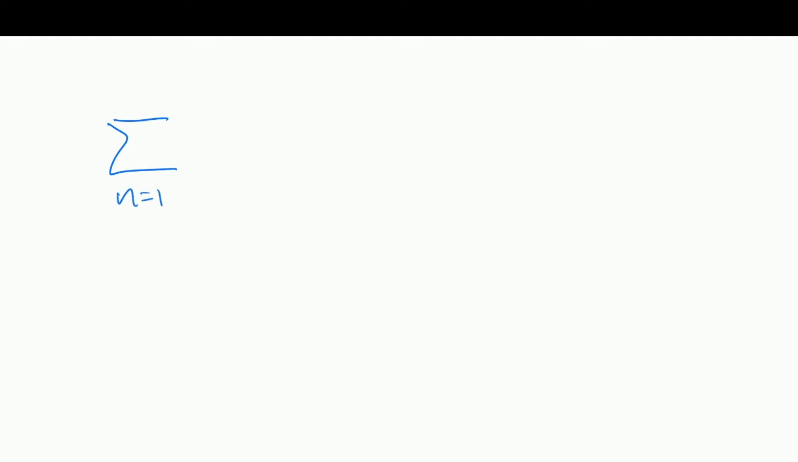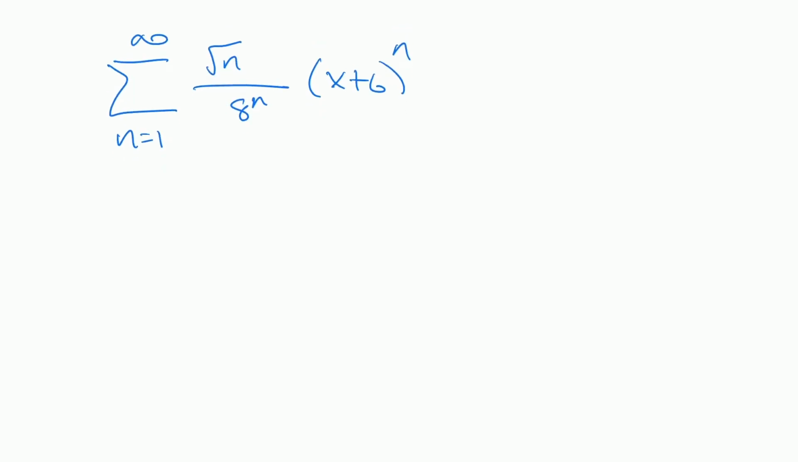Okay, so we're doing this series of radical n over 8 to the n, x plus 6 to the n. So it's exciting when you see things that you recognize, like that 8 to the n. You think, oh, geometric series, radical n. I don't know if that's going to be a problem or not. We're going to find out. So in order to find out the interval of convergence, your first move is to write down the ratio test or the root test, but in most cases you're going to do the ratio test. So that's what I'm going to do here.